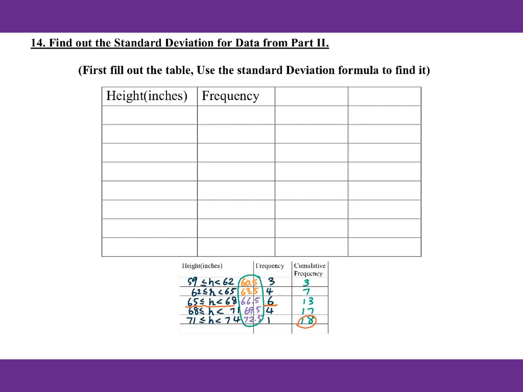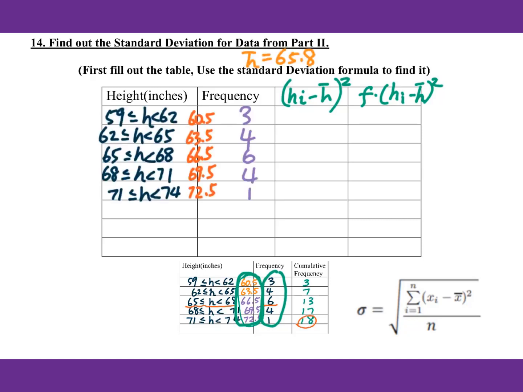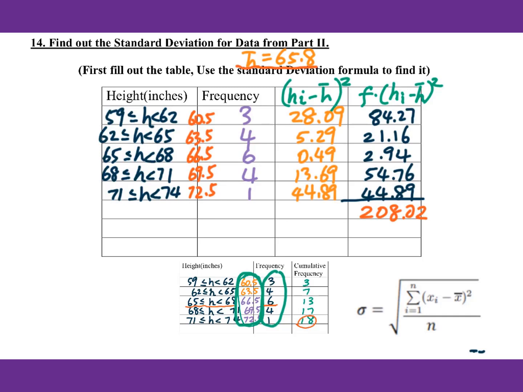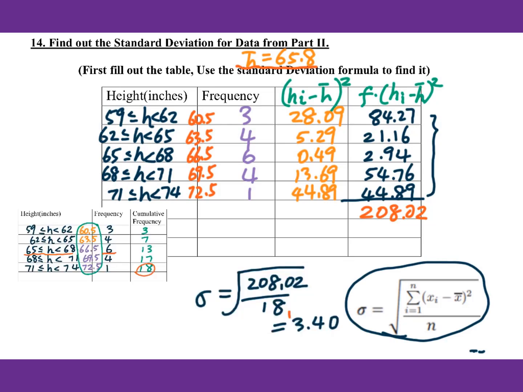For continuous data, basically you have to use this one. That's the midpoint, and also the frequency. Still, you need to do this height minus mean squared, then your frequency times this square. We have to use the same formula. From question 9, we already figured out the mean for height, that is 65.8. After I fill in this table, I add all this together. You will get 208.02. So I plug into this formula. Standard deviation will be 3.40.